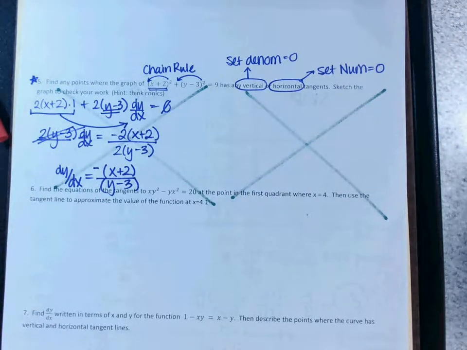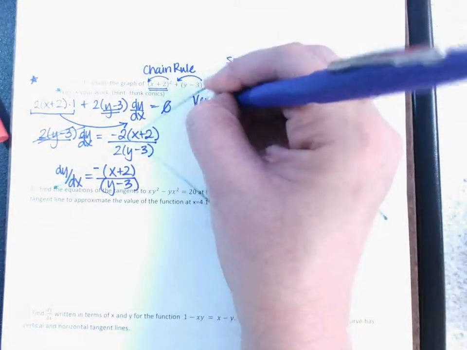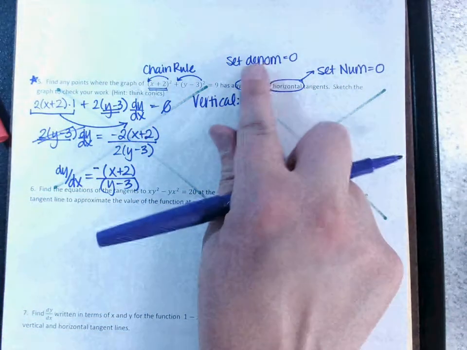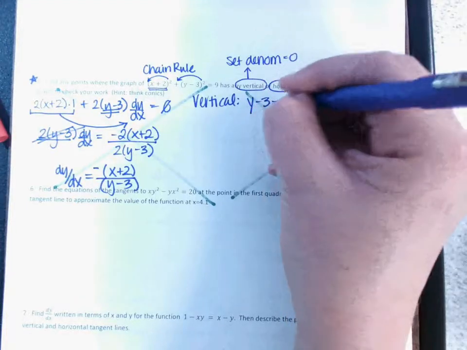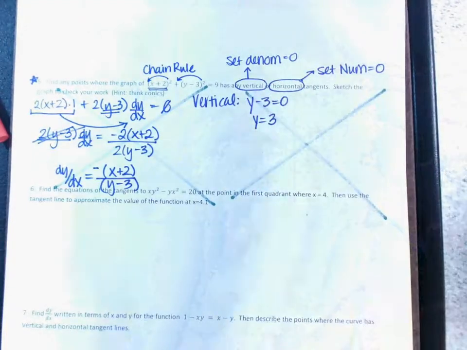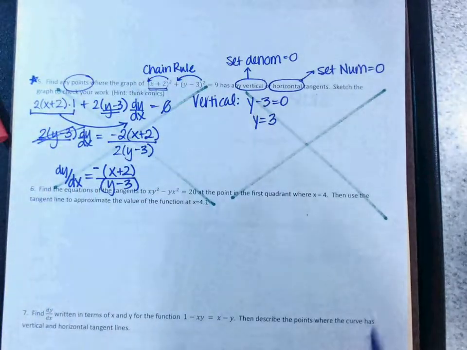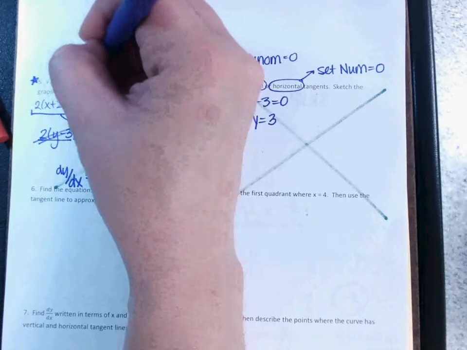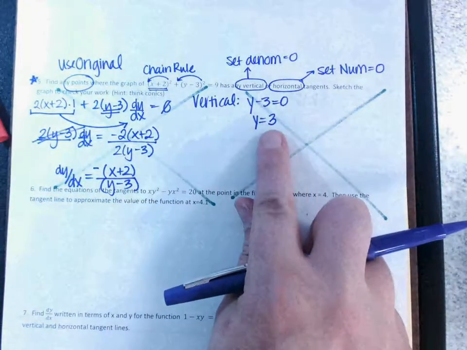Okay, from there, we want horizontal and vertical tangents. I'm going to do vertical first. Remember, for vertical, I set the denominator equal to 0, so that would be y minus 3 equal to 0, which means that y is 3. Now, they are asking me to find points. Remember, for a point, I use the original. So I'm going to come back to this right here, and I'm going to plug in 3.